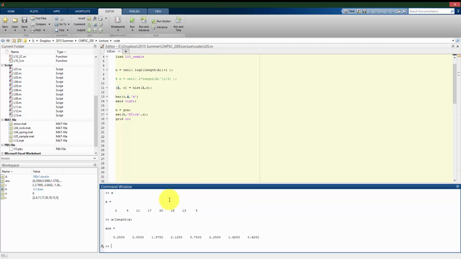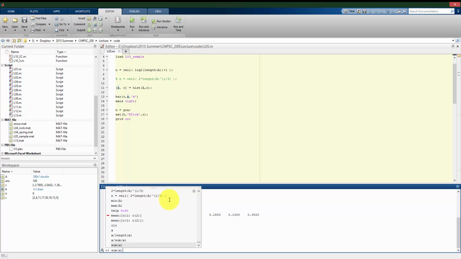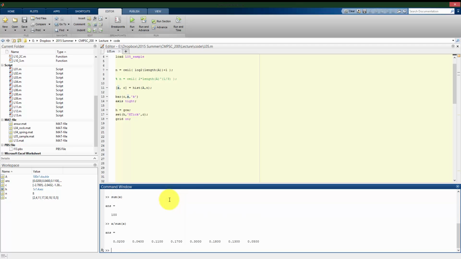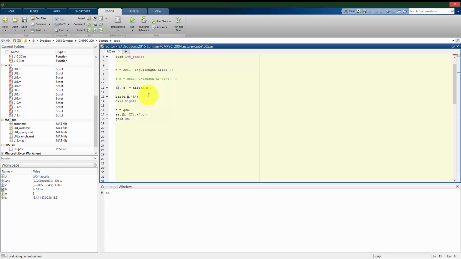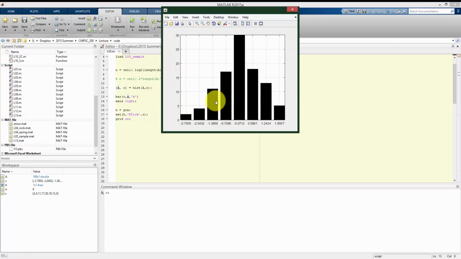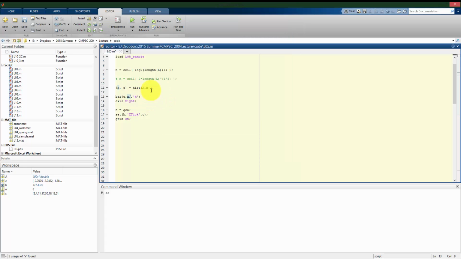Oh, sorry, I didn't want the length of x, I wanted the sum of x, because that's the total number I had. And I should find that the sum of x is 100 because I had 100 data points, and it is. So again, looking back at x over sum of x, this tells me that 2% of the data fell in the first bin, 4 in the second bin, 11 in the third, 17, 30, 18, 13, and 5%. If I bring this back up one more time, this is my normal or frequency histogram. For the relative frequency histogram, I divide by the sum of x, the total number of data points.